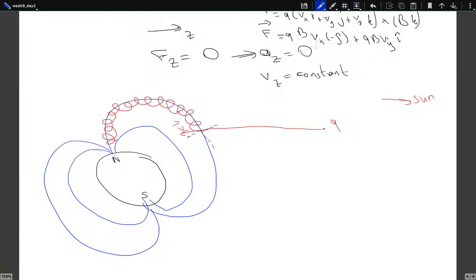So after reaching the North Pole, the charged objects will just mirror back and go to the South Pole, and then it will just go back and forth between north and south. And in fact, this is how they are trying to build some fusion reactors. It acts like a mirror for charged objects, a magnetic mirror.